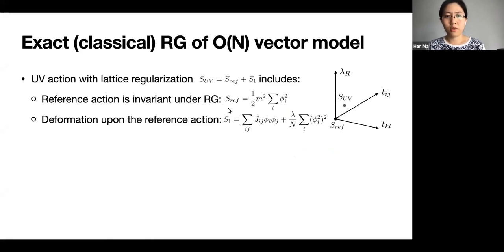Before I talk about our method, quantum RG, and our new results, let me review the conventional RG method. We start with a well-defined UV action with appropriate lattice regularization. In order to choose an RG scheme, we separate the UV action into two parts, the reference action and the deformation. The reference action is invariant under the RG. For the O(N) vector model, we choose the reference action to be the same as the action of a trivial insulator, so it is an ultra-local, quadratic action. The deformation contains two types of terms: the hopping term from site I to site J, and the on-site interaction term.